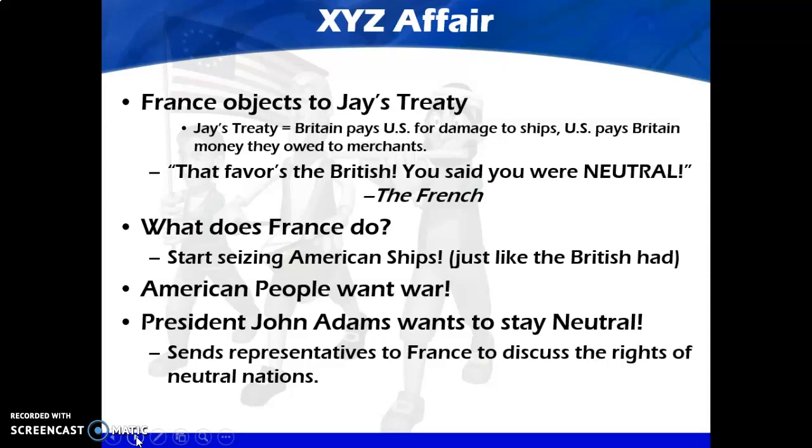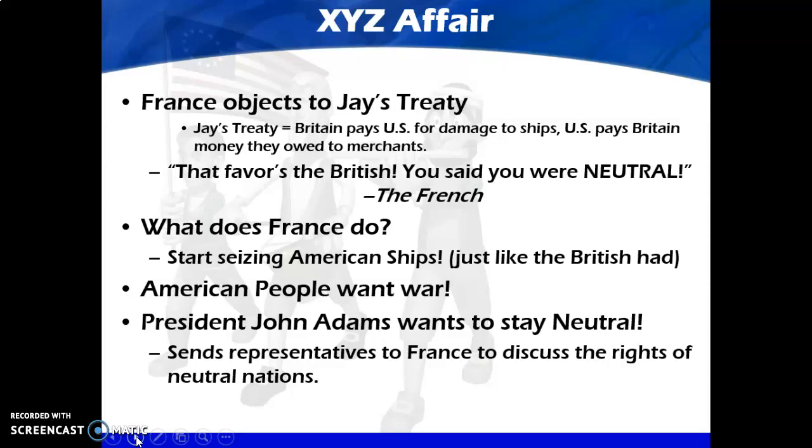And the French say, wait a minute, you guys were supposed to be neutral. Neutrality acts. You're not supposed to help us out, and you're not supposed to help Britain out, but yet now you guys are paying money to one another. So what does France do? They start seizing American ships too, just like the British had. We don't talk about this as much because it's taken care of a little bit earlier than the British problem, but the French start impressing our merchants and sailors as well and making them fight for the French Navy.